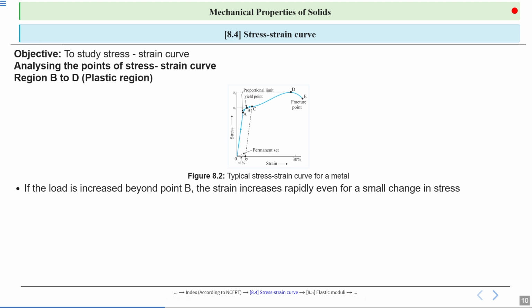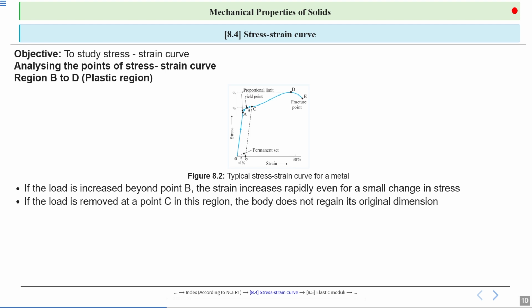If we increase the load beyond point B, you will see that the strain, or the amount the material stretches, increases very quickly, even if we only add a little more stress. This means the material is becoming much easier to stretch and it's starting to lose its ability to return to its original shape.